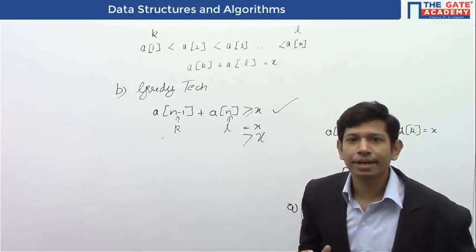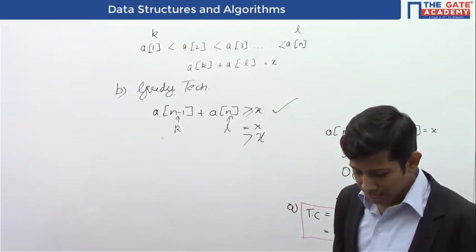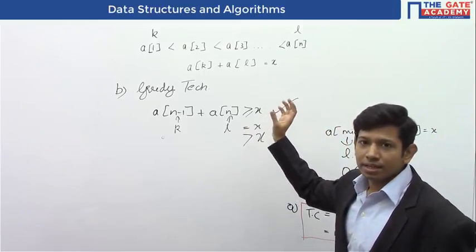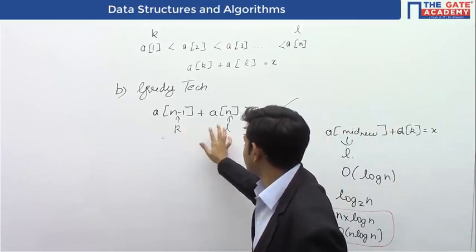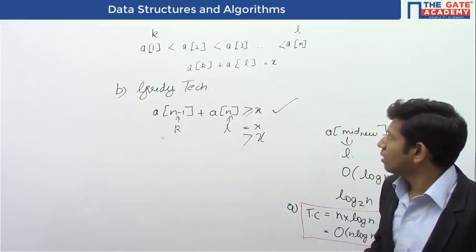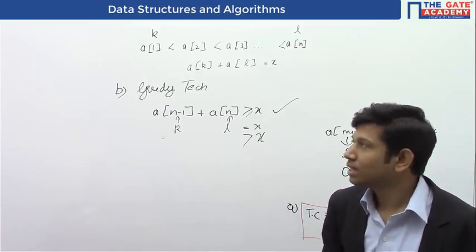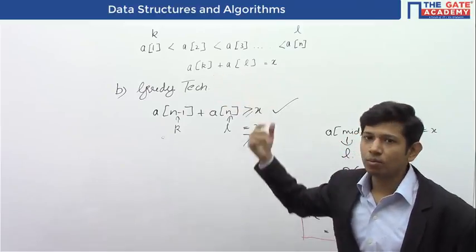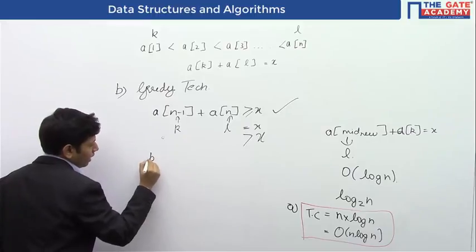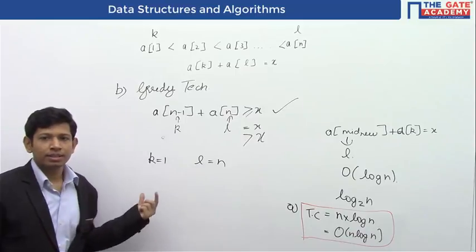So what we have obtained now is the sum of the smallest number and the largest number. And since the sum of the smallest number and largest number will be somewhere less than x, what we will need to do is, if the sum is less than x, then we will need to increase the k by 1. k is equal to 1 and l is equal to 10. This is how we start.